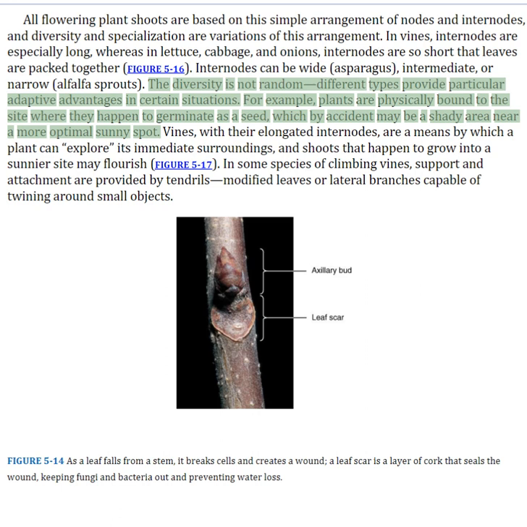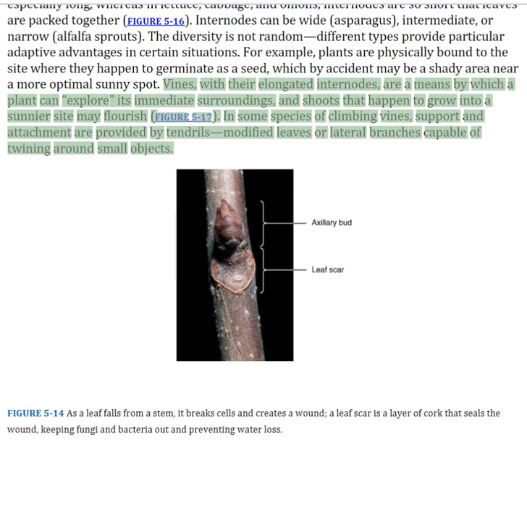For example, plants are physically bound to the site where they happen to germinate as a seed, which by accident may be a shady area near a more optimal sunny spot. Vines, with their elongated internodes, are a means by which a plant can explore its immediate surroundings, and shoots that happen to grow into a sunnier site may flourish. In some species of climbing vines, support and attachment are provided by tendrils, modified leaves or lateral branches capable of twining around small objects.